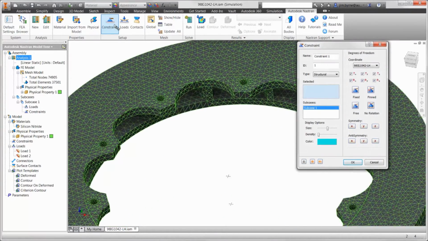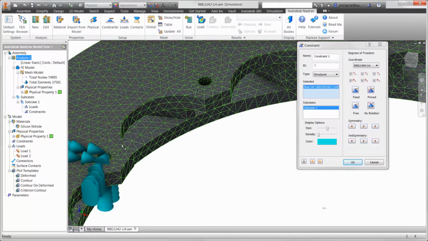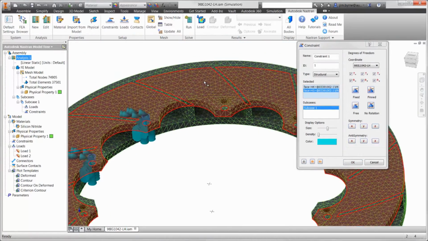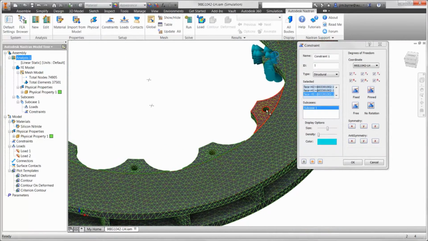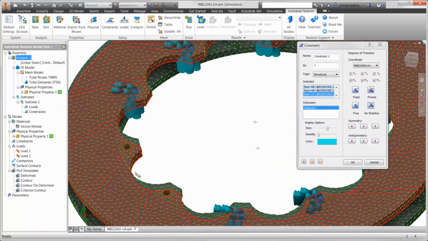First, we need to hold the part down by fixing the holes where the rotor is fastened to the other parts in the brake assembly. We could use bolt connectors in this case if we included the hub in the analysis. Be sure to watch the video on bolt connectors to see how they work in Autodesk Nastran.